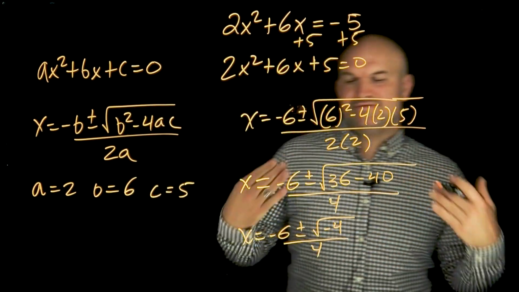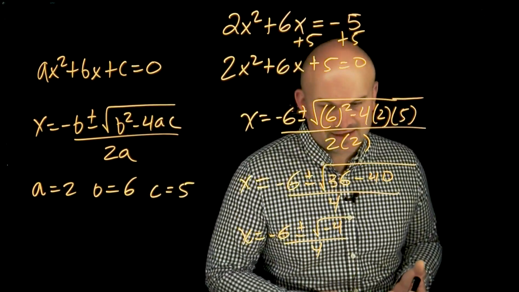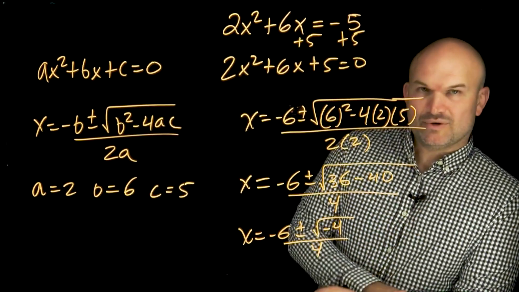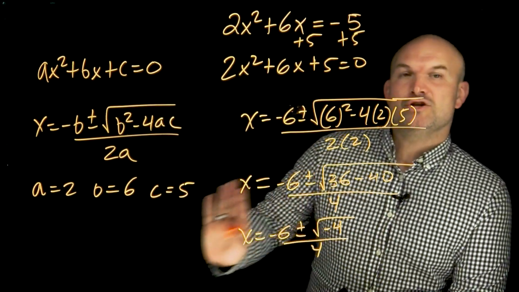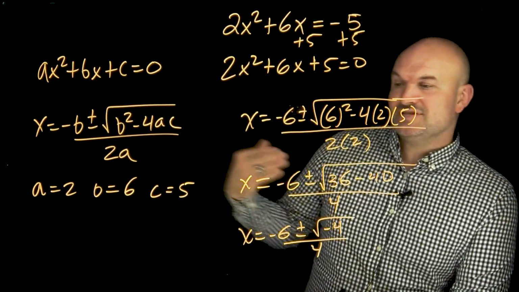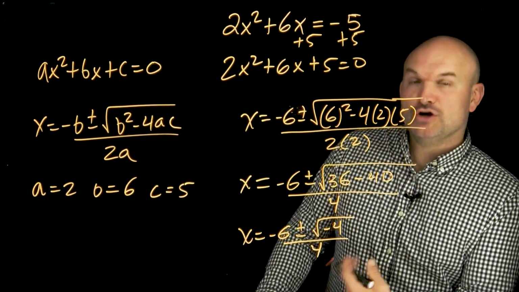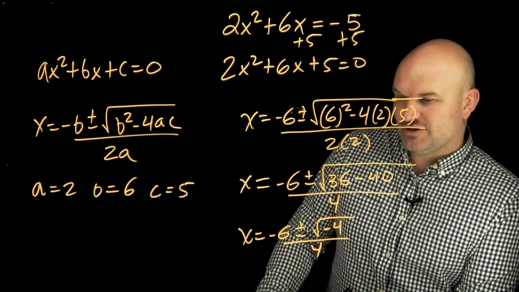Okay, now if you have not uncovered the complex number system, then you can say in this case, you cannot take the square root of negative 4, so there is no solution. That means this graph does not cross the x-axis. There are no x-intercepts of this quadratic.